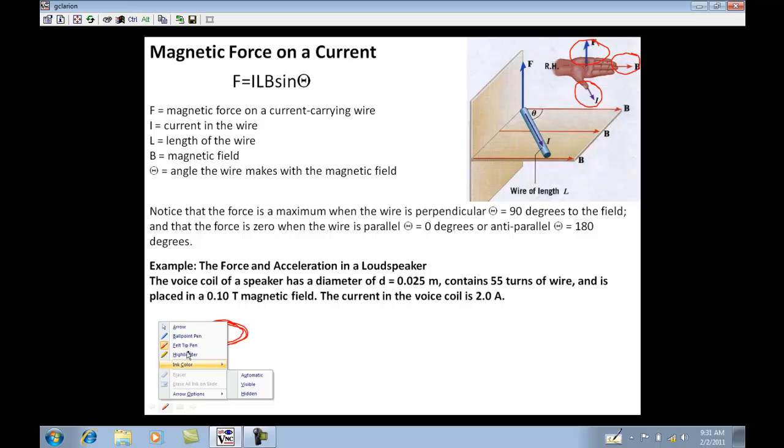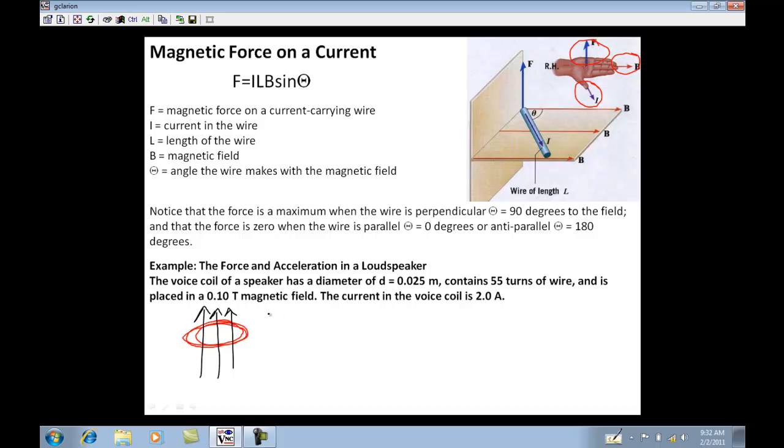Let me use a different color here. We've got a magnetic field that is going parallel to that, and this is essentially what happens in your speakers. So there's my magnetic field going through it. I want to find out what the acceleration is on the coil. So the first thing we would have to do is find the force.